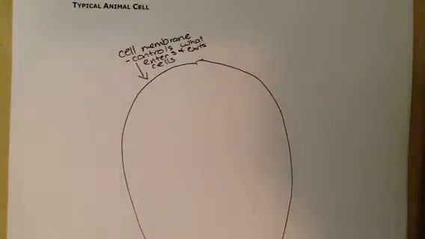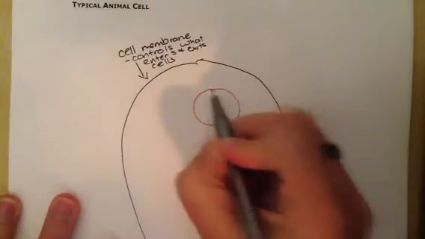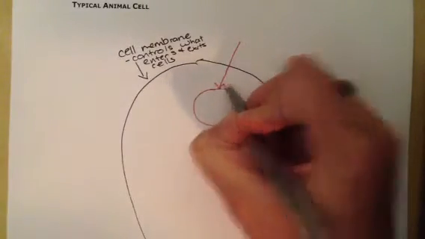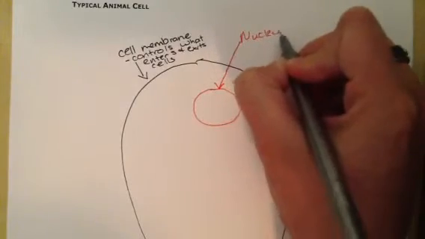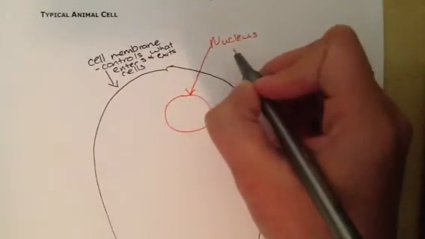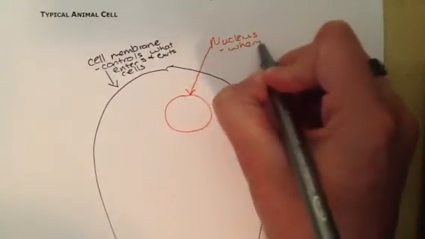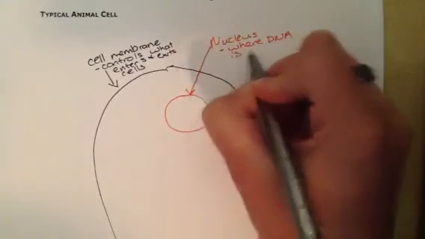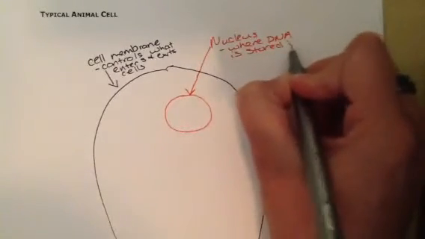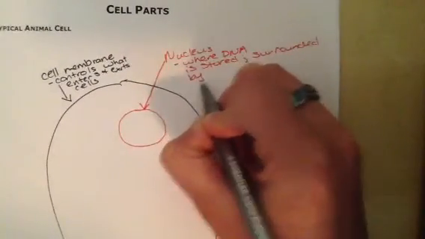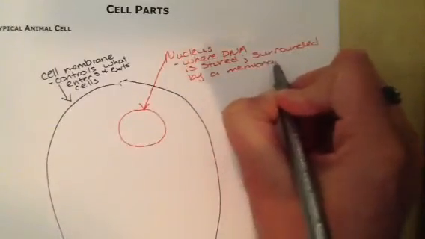Okay, and then we're going to go ahead and draw probably the most important part of a cell that is familiar to everybody, and that is going to be our nucleus. Our nucleus, a lot of people call it the control center, and it's where all the DNA is stored. And it's surrounded by a membrane, right? Because it's a eukaryotic cell.